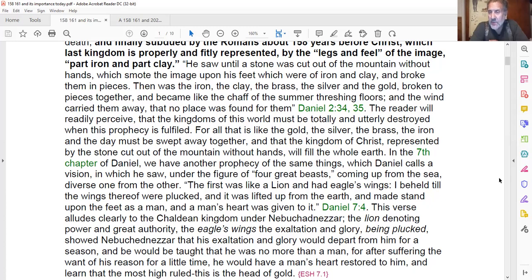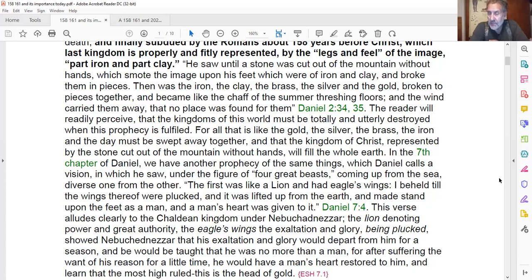Now, I find this interesting because when I copied this, it does not say clay, it says the day. Yeah, it's a typo. And that the kingdom of Christ, represented by the stone cut out of the mountain without hands, will fill the whole earth.